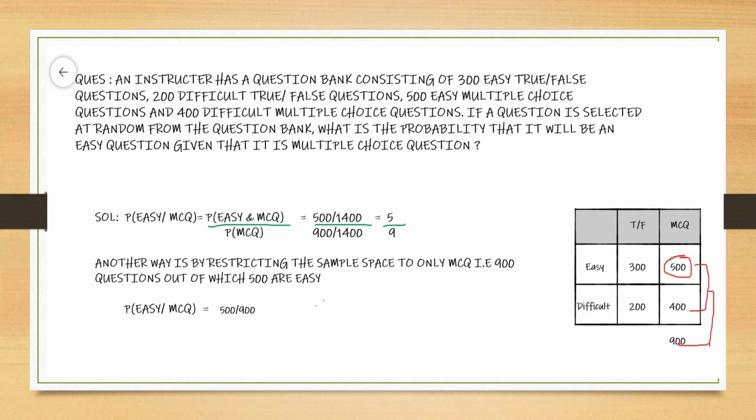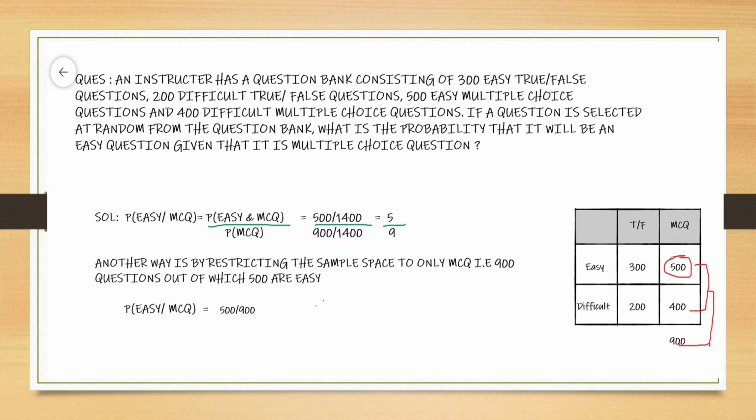So let us take one question from your NCERT books, which is like an example. An instructor has a question bank consisting of 300 easy true-false questions, 200 difficult true-false questions, 500 easy multiple choice questions, and 400 difficult multiple choice questions. If a question is selected at random from the question bank, what is the probability that it will be an easy question given that it is a multiple choice question?